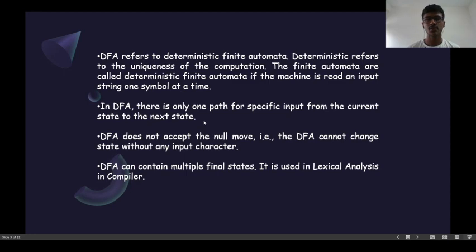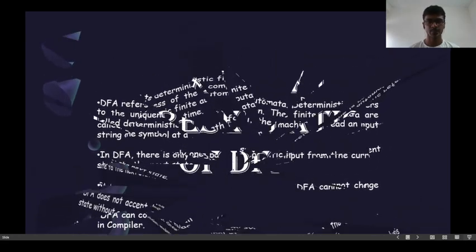In a DFA, if you see from one state to the other state, there can be only one path and there cannot be multiple paths. DFA does not accept the null move, that is, the DFA cannot change state without any input character. The DFA can go from one state to the other state only if it acquires a character. Without acquiring any character, it can't go from one state to the other state. DFA can contain multiple states. It is used in lexical analysis in compiler.